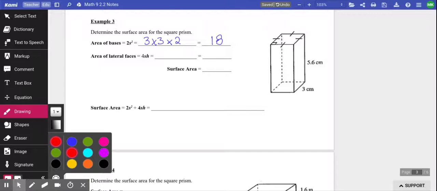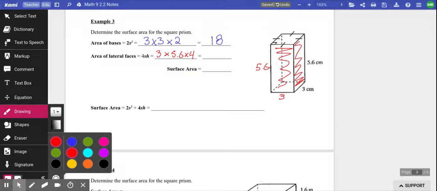I then can do the 4 outsides, like the long sides, faster, because if it's a square, then they're all the same, right? Like this front will be the same as this side because they're both 3 by 5.6. That means the back is the same, the 2 sides are the same, the front's the same. So instead of timesing by 2, I'm going to do 3 times 5.6 times 4 because there's 4 sides that are the same.